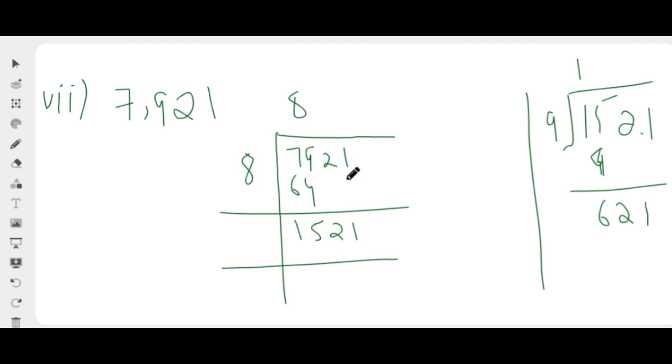54. Nearby number. 9 6s are 54. Now 62 minus 54 gives 81. Now look here. 9 9s are 81. 9 9s are 81.